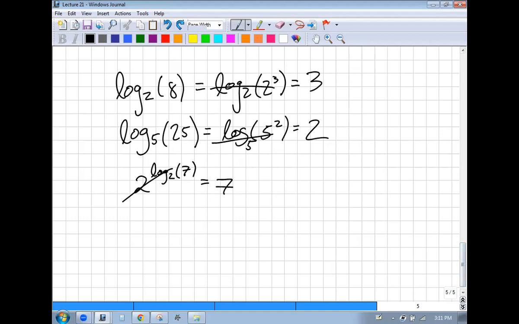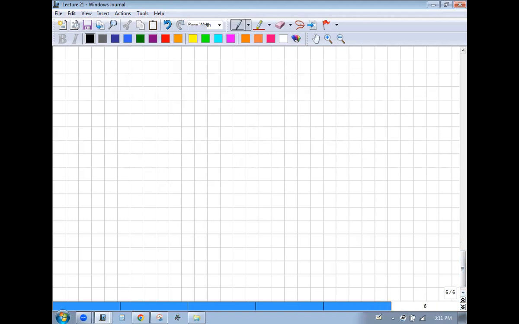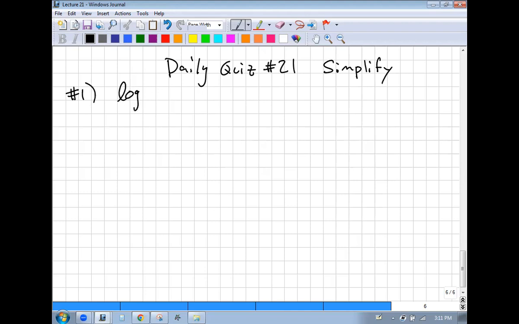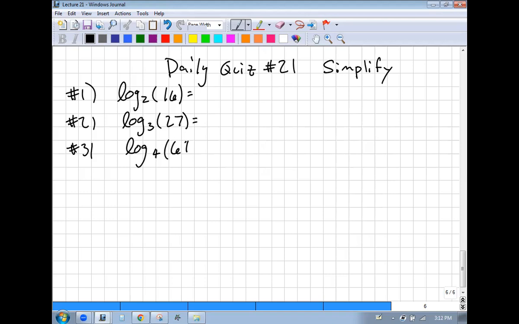So for a quiz here to deal with logs, daily quiz number 21. Let's simplify. So if I have log base 2 of 16, I'll do log base 3 of 27. Do log base 4 of 64.